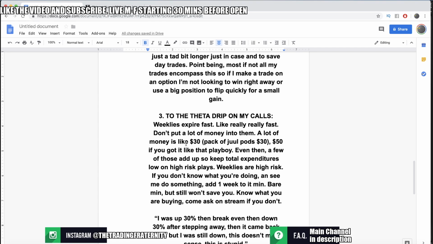And now here's the next thing. Even if you don't put a lot of money into it, $30, $10, $50, if you do it 10 times, it adds up. Before you know it, you could be spending a lot. They're very high risk. It's a lot of expenditures. So if you don't know what you're doing and see me do it, add 1 week to it, minimum 2-3 weeks, and you'll be good.